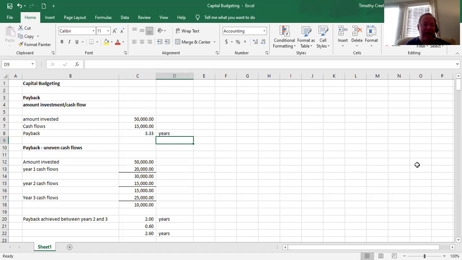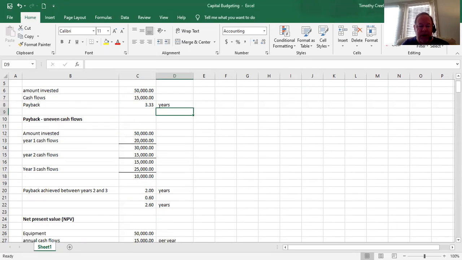But what if you had uneven cash flows? Then this is an example of how you do payback with uneven cash flows. Let's say that our amount invested again was $50,000. Say in year one, the investment brought in $20,000. So we would take our amount invested, subtract out that first year cash flow, and we've got 30,000 yet to cover. Let's say in year two, it brought in 15,000 in cash flows. So 30 minus the 15, we've got 15 still yet to cover.